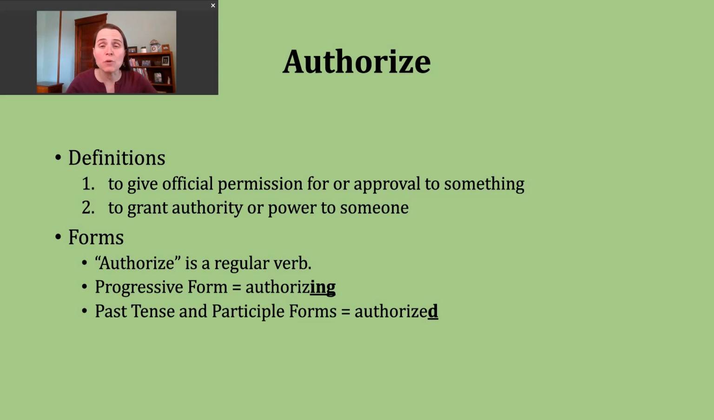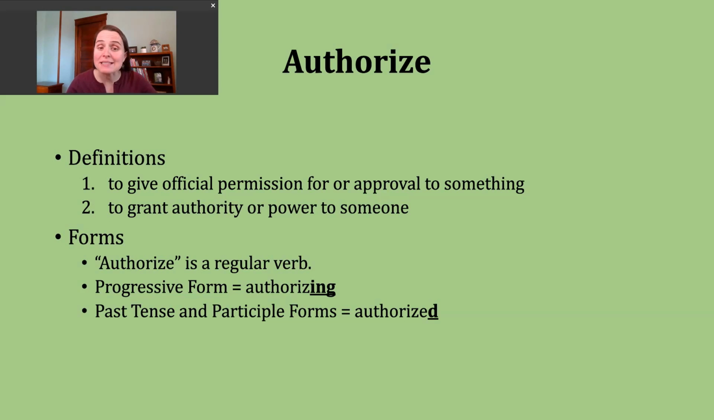You should know that authorize is a regular verb. To make the progressive form of this verb, we're going to drop the E because we have a verb that ends with a vowel consonant E pattern. So we drop the E anytime we're adding a suffix that starts with a vowel letter, like ing. The progressive form of our verb here is going to be pronounced authorizing, authorizing.